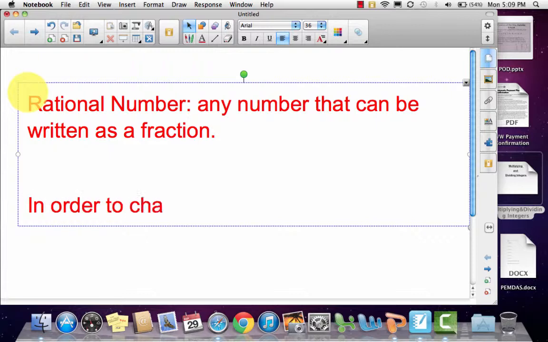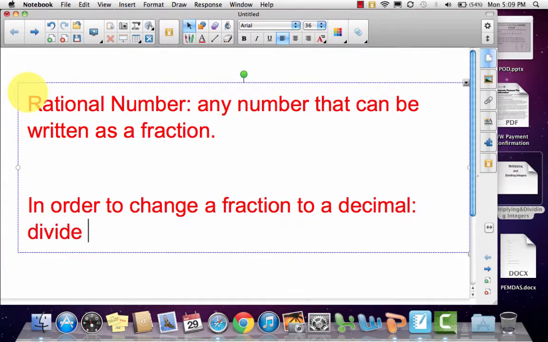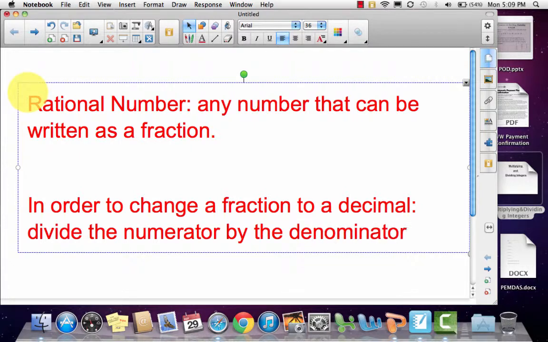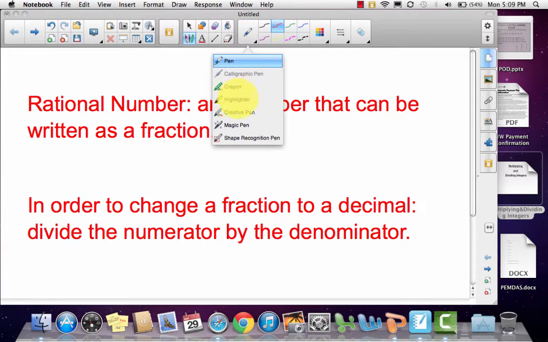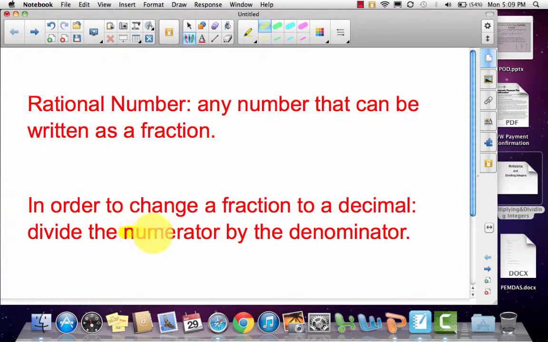So in order to change a fraction to a decimal, divide the numerator by the denominator. And there's some really good vocabulary in here. If you remember from last year, we have the word numerator, and that's simply the number that's on the top of the fraction. And we also have denominator, and that's whatever number's on the bottom of the fraction. So we're going to do a couple examples.